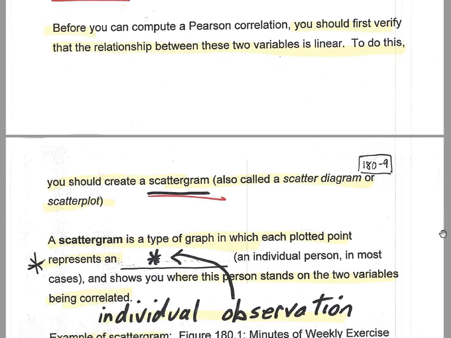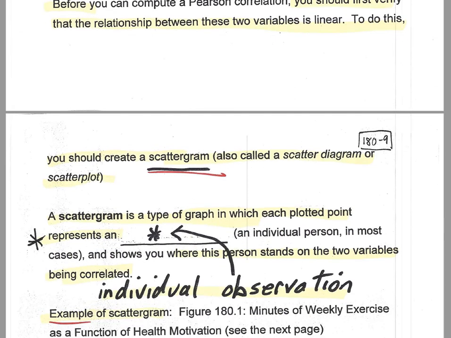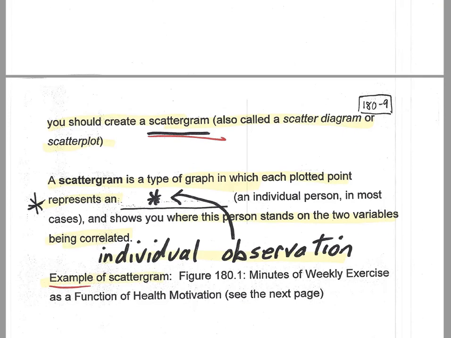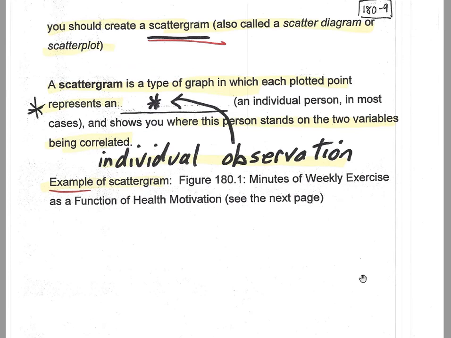I'm on page 180-9 now, top of 180-9. The definition of a scattergram is a type of graph in which each plotted point represents an individual observation. Each plotted point typically represents an individual person in the typical study in psychology. There's exceptions to this, but in most cases, a dot is going to represent a person. And each plotted point shows you where this person stands on the two variables being correlated. Example of a scattergram: Figure 180.1, minutes of weekly exercise as a function of health motivation.